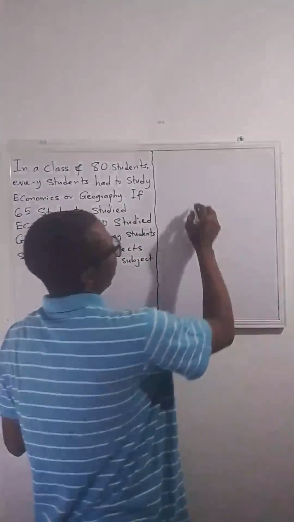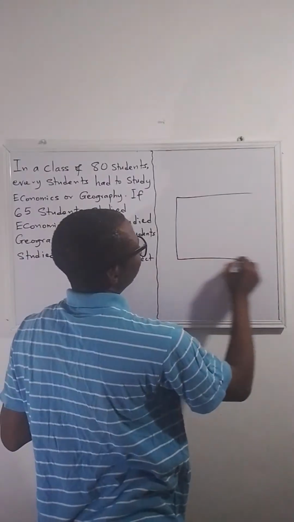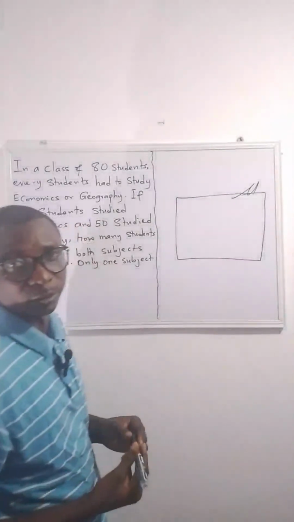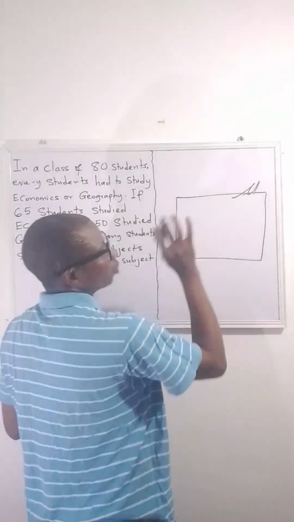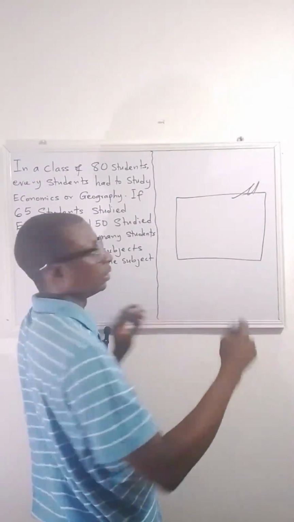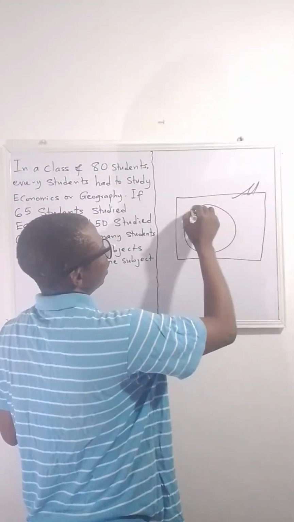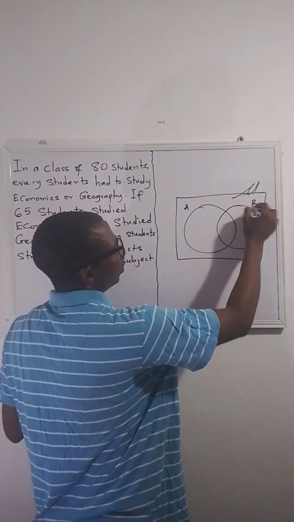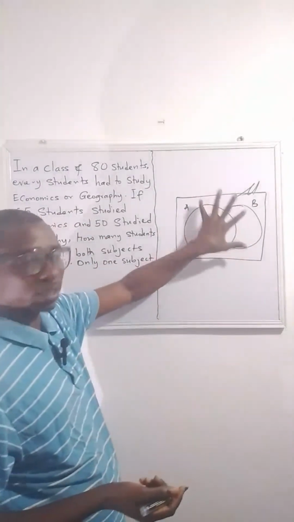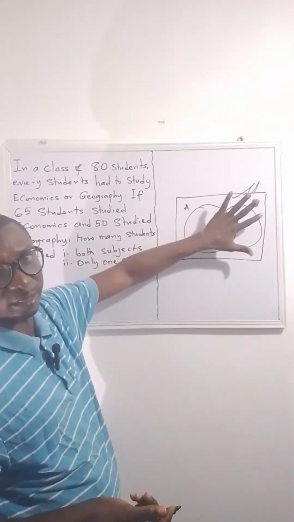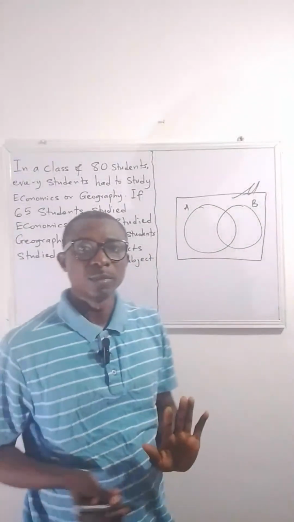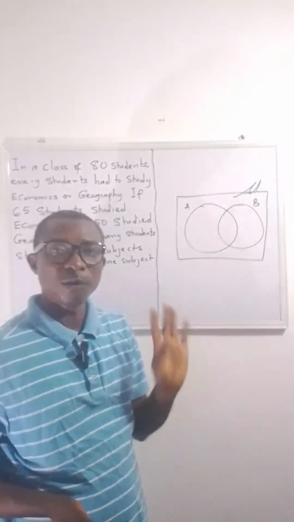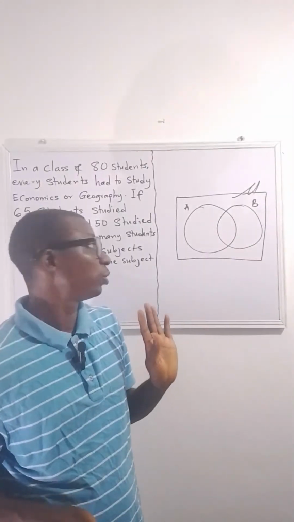Now, let's look at what we have here. We have a rectangle, which is the universal set. I now have two sets inside the universal set. Let's say set A and set B. Now, these two sets are contained inside the universal set. Now, you have to know that this diagram I've written out now has four major parts. And I'm going to show you the components.